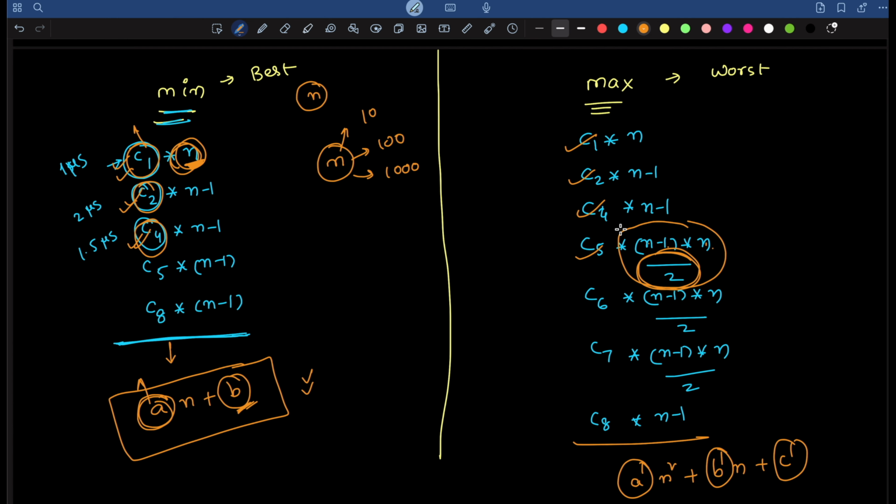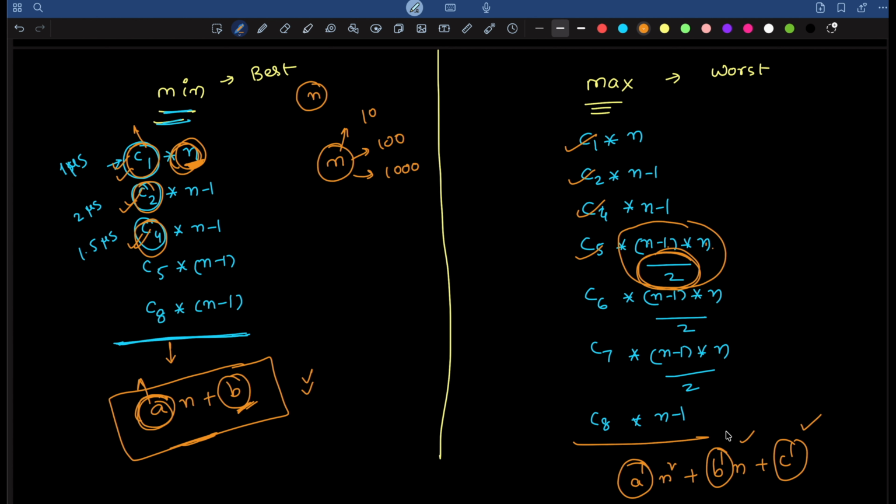Notice that these a dash, b dash, c dash are different from the constants a and b here. To avoid confusion, I used different symbols: a dash, b dash, c dash. So in the best case, the running time of an insertion sort of n elements is an plus b, where a and b are constants. But in the worst case, the running time is a dash n squared plus b dash n plus c dash, where a dash, b dash, c dash are constants.